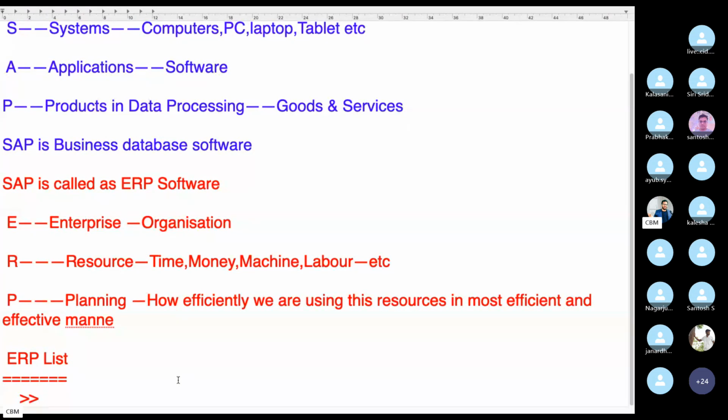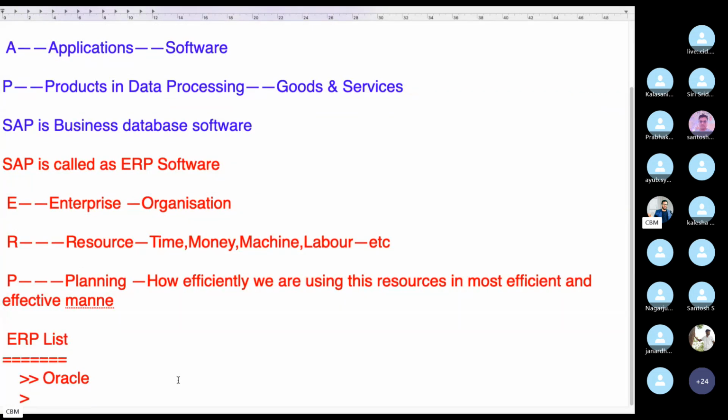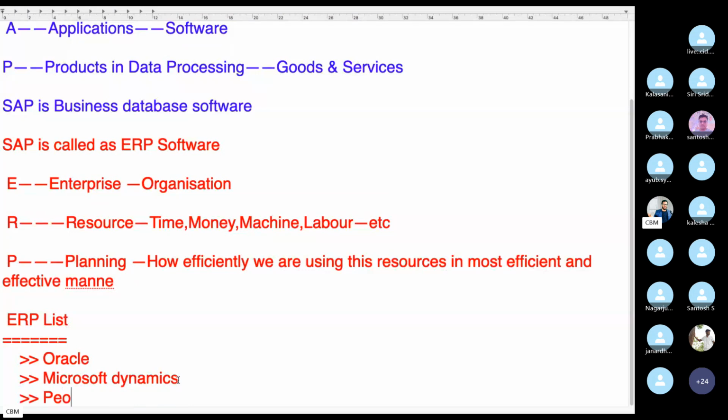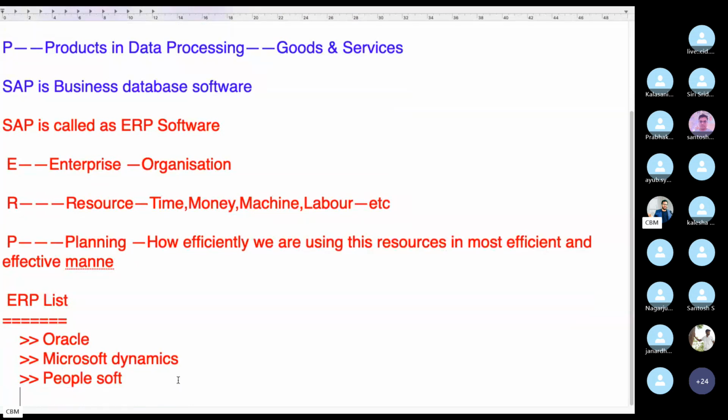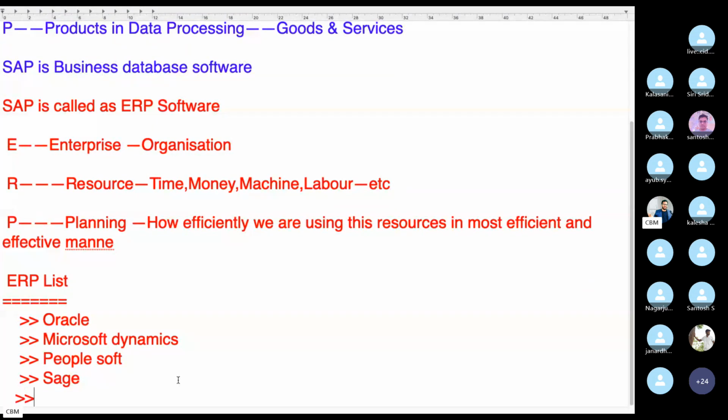So some of the important ERPs: Oracle, one of the biggest ERPs, and in some cases it was ranked 1 in the market. Microsoft Dynamics, also a big competitor for SAP. PeopleSoft, QuickBooks, Sage, Groups, etc. So many ERPs are available in the market, but why SAP?